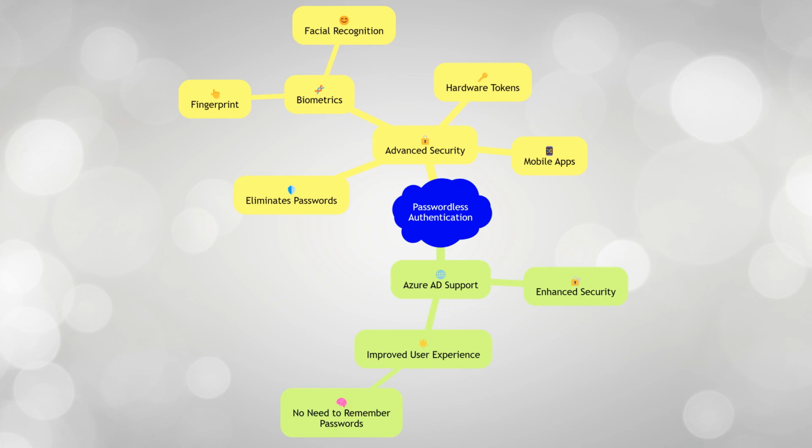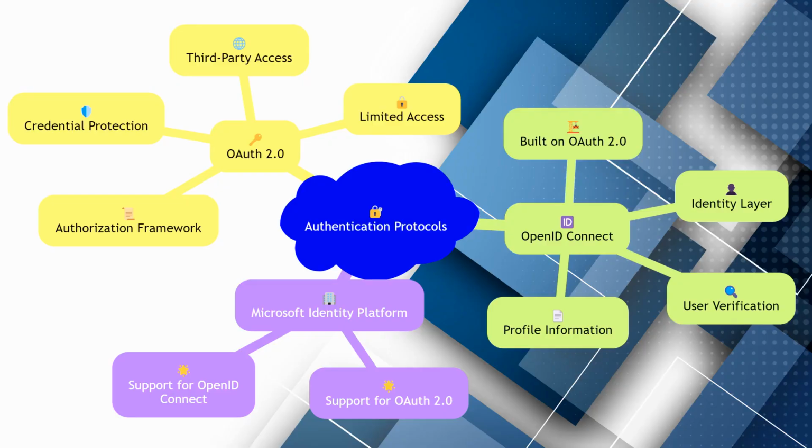OAuth 2.0 and OpenID Connect are widely used authentication protocols supported by the Microsoft Identity Platform. OAuth 2.0 is an authorization framework that allows third-party applications to obtain limited access to a user's resources without exposing their credentials. OpenID Connect, built on top of OAuth 2.0, adds an identity layer, enabling applications to verify the identity of users and obtain basic profile information.